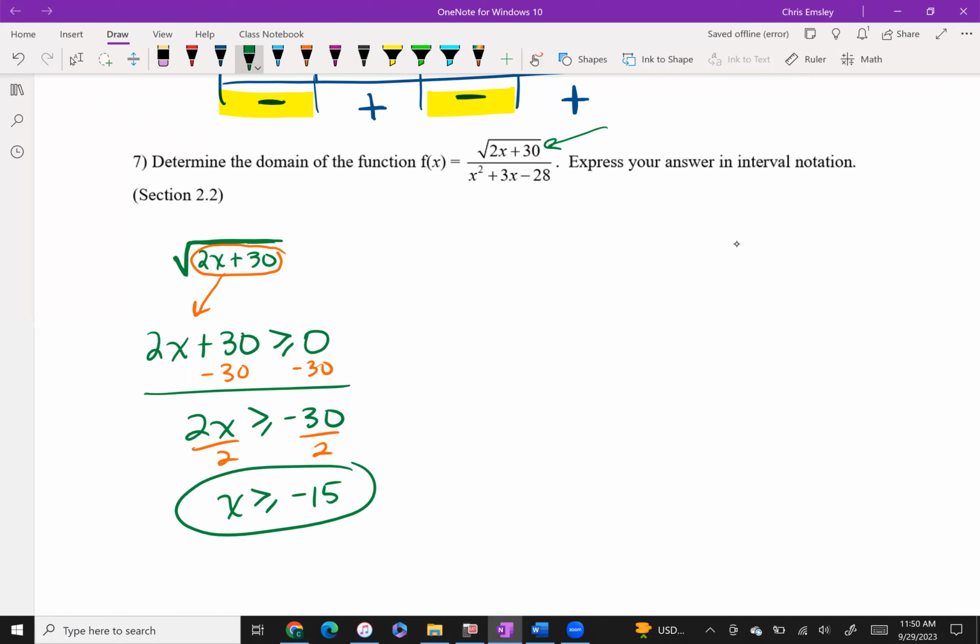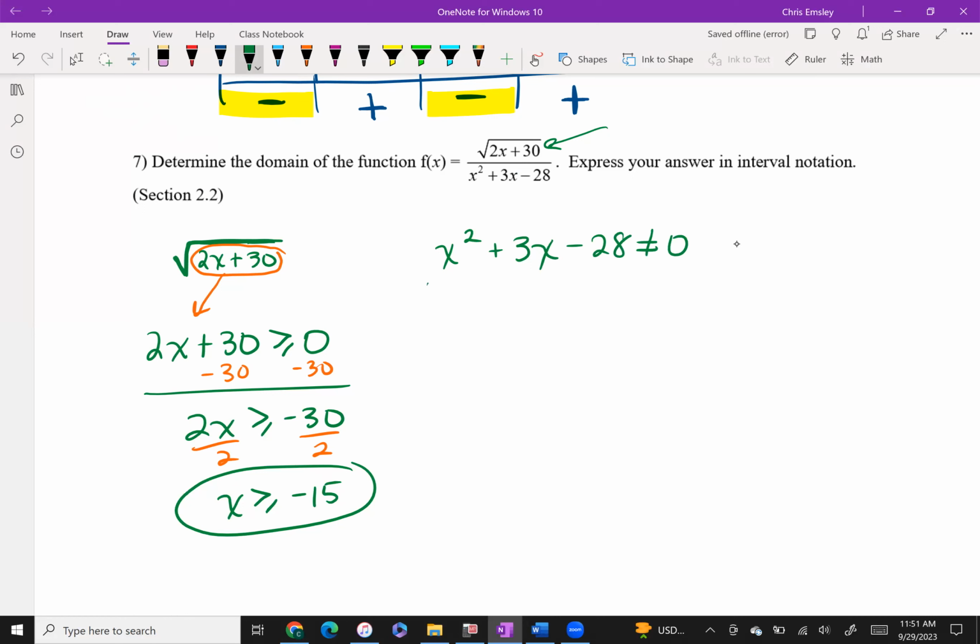But this function has something else going on too. It's also a rational function, meaning it has a denominator with variables in it, okay? We cannot ever allow the bottom of a fraction to be 0, because in mathematics, division by 0 is undefined. So the other thing we need to look for here is we want to make sure that x squared plus 3x minus 28 is not equal to 0. That's the other piece of our domain.